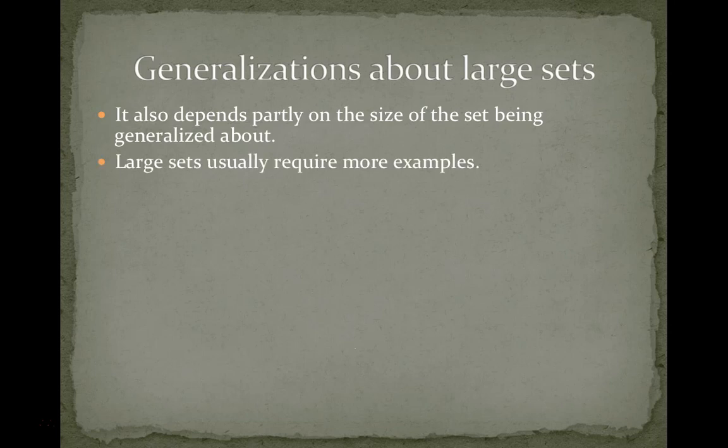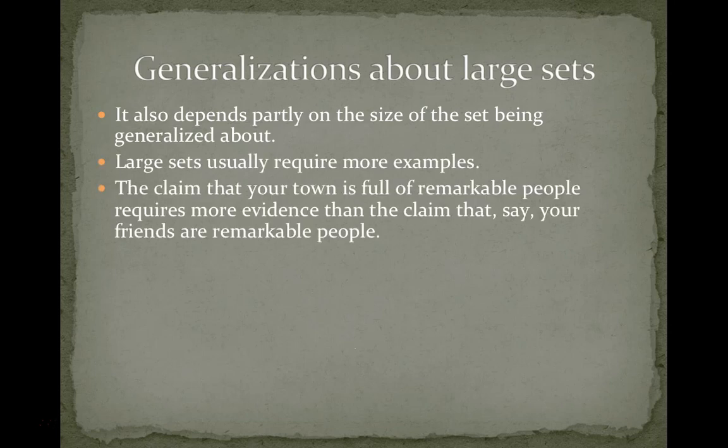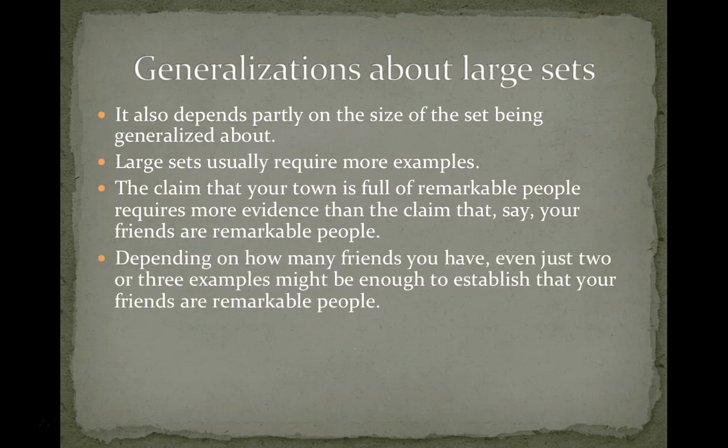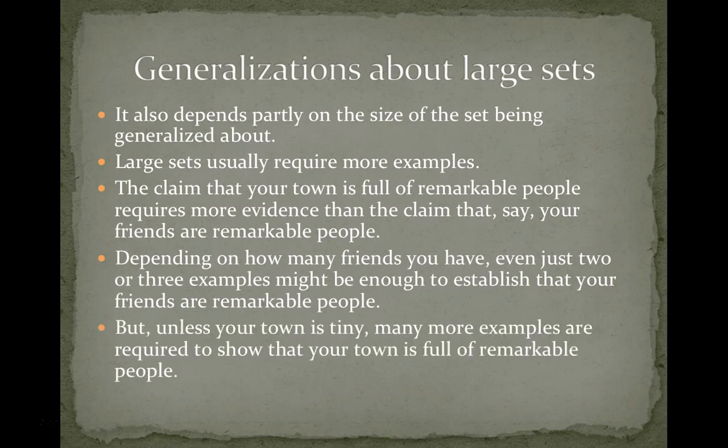Large sets usually require more examples. The claim that your town is full of remarkable people requires more evidence than the claim that your friends are remarkable people. Depending on how many friends you have, even just 2 or 3 examples might be enough to establish that your friends are remarkable people. But unless you live in a very teeny town, many more examples of people are going to be required to show that your town is full of remarkable people.